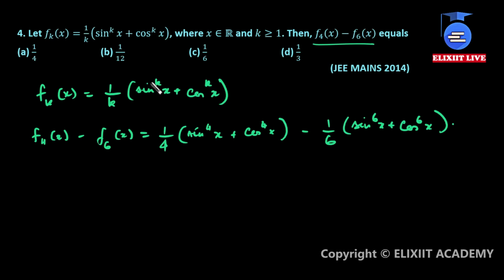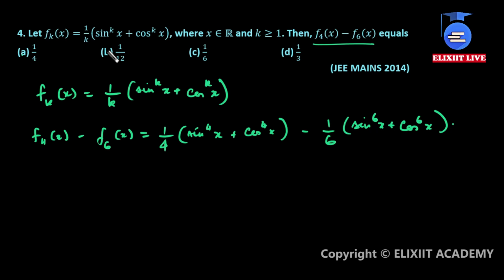Over here, all of these options they have given are constants, whereas this is a function, all in terms of x. The difference of these must come back in terms of x. If they have given all of the options as constants, it means that whatever the difference is will result in constants, which means the x terms will get cancelled out.